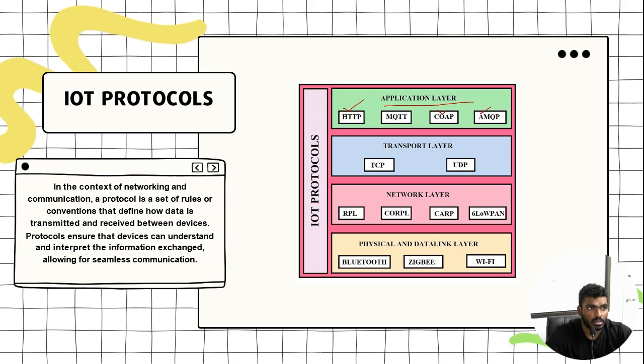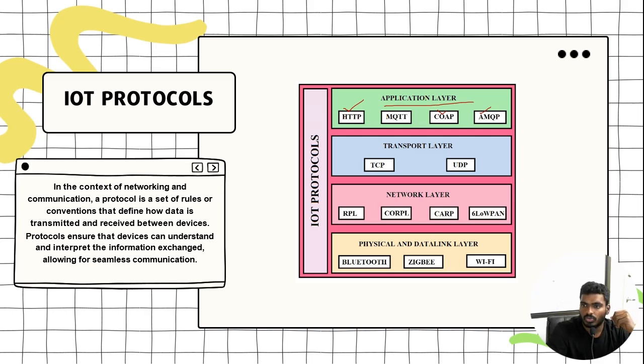And coming to MQTT, the message queuing telemetry transport protocol. It's a lightweight protocol for messaging, ideal for low power devices like sensors in a smart home. It uses a publish subscribe model, ensuring efficient data transfer. We'll look into what this publish subscribe model is and what the IoT models are in the next sessions.